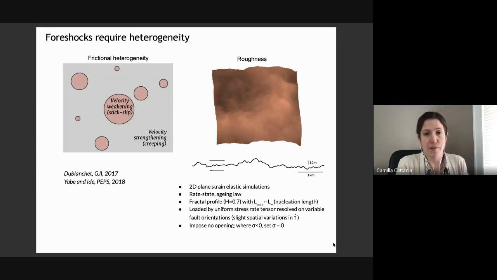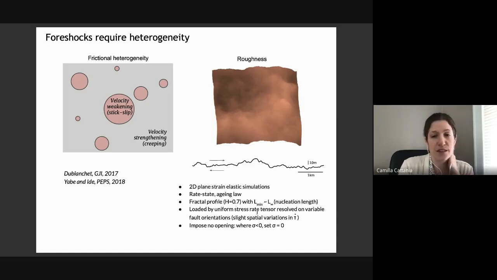The model is relatively simple. We are running 2D plane strain, purely elastic simulations. We're using rate and state friction with the aging law. And the fault is modeled as a fractal profile. And we use a Hurst exponent of 0.7, which is consistent with a number of field observations. And for computational reasons, here we are only including roughness wavelengths that are close to or larger than the nucleation length, even though we tested a couple of simulations with a smaller minimum roughness wavelength, and it doesn't change the result too much.